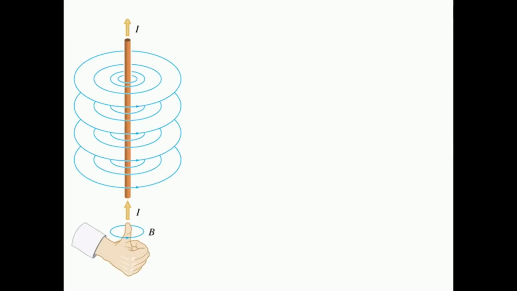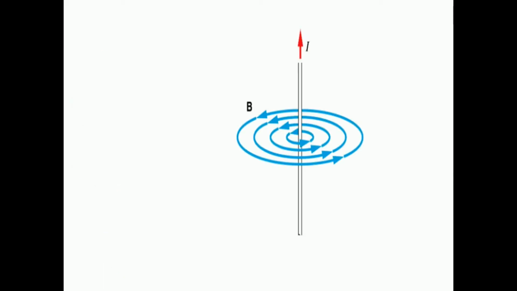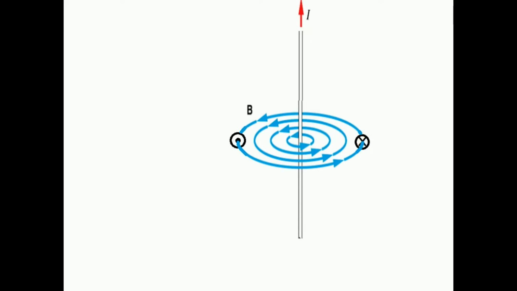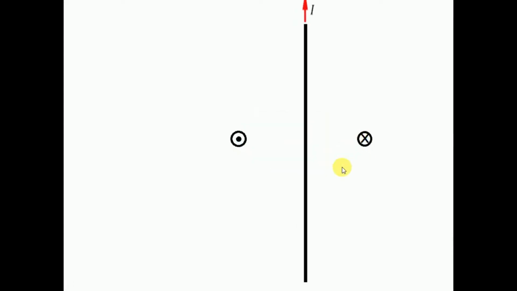Now we know a current carrying conductor produces a magnetic field which forms concentric circles around it, and the direction is given by the right hand thumb rule. If you give the direction to the magnetic field, from this side the magnetic field is coming out of the screen, and from this side the magnetic field is going into the screen. So we can represent the magnetic field of a current carrying conductor by a dot and cross.